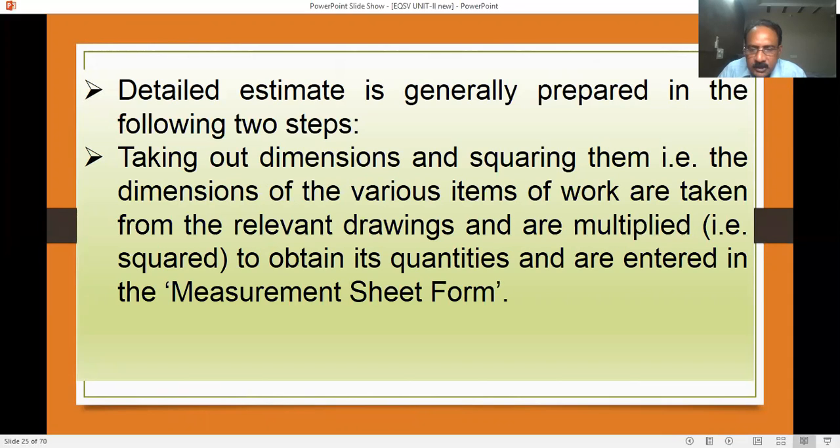What is a measurement sheet form? Generally, it will have serial number, particulars of item, numbers, length in meters, breadth in meters, height or depth in meters, and quantity. This is a measurement sheet form. This is the first step of detailed estimation.